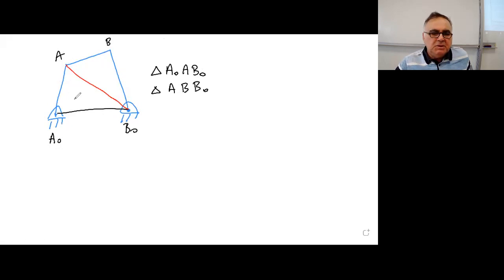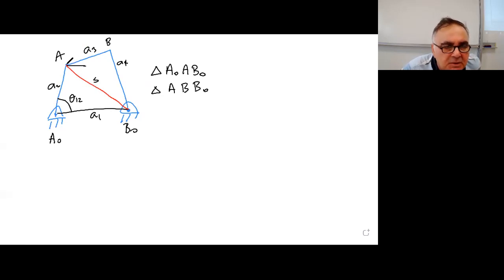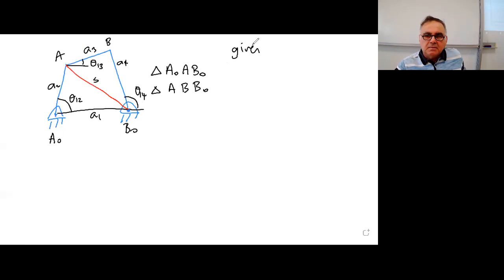Okay. Now, in all of these, let's say we have theta 1, 2. We know A1, A2, A3, A4. If we call this distance AB0 S, we can sequentially solve for these triangles, okay? And also we have, let's say, theta 1, 3 and theta 1, 4 here. Okay. What we want to do is, given theta 1, 2, find theta 1, 3 and theta 1, 4. Okay, that's the idea. That's the position analysis.